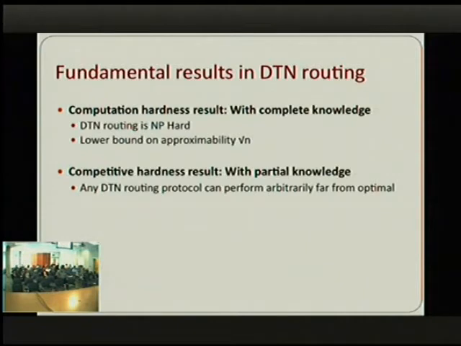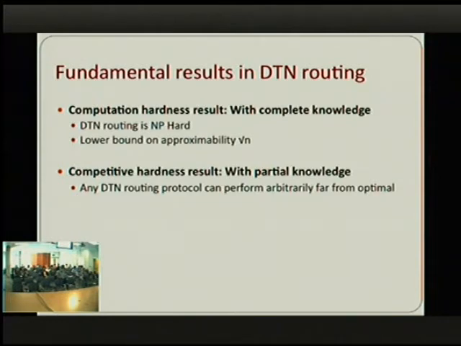The first one is that if you have complete knowledge, if I knew future meetings, I had information about future load, and I had global view, then solving this DTN routing problem optimally is NP hard. And we actually also show that the lower bound on approximability is square root of n.